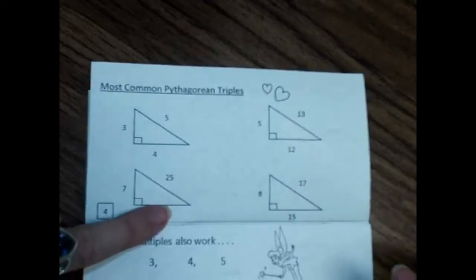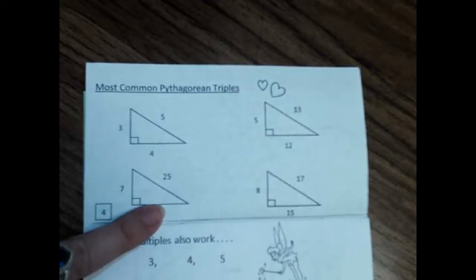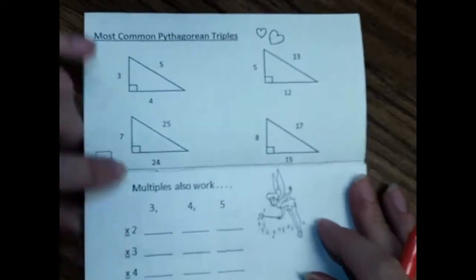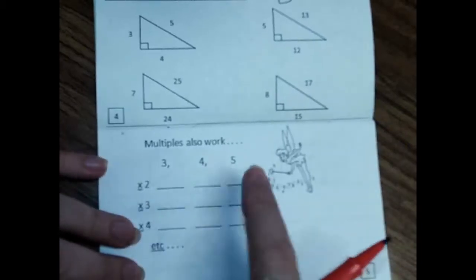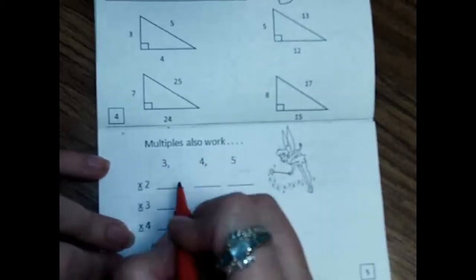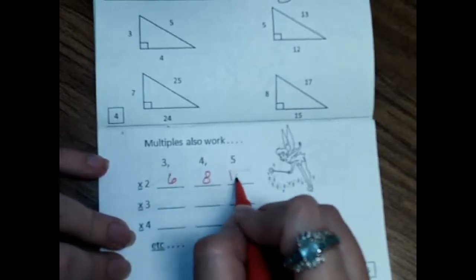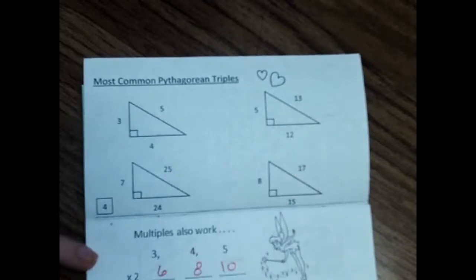If I gave you this problem and said this is 7 and this is 25, and you did Pythagorean theorem, you would get 24 for that one. Multiples also work. So I can take this one that's 3, 4, 5, and do it down here, 3, 4, 5. If I take these and multiply them times 2, I could also have a 6, 8, 10 problem, and it would still work.